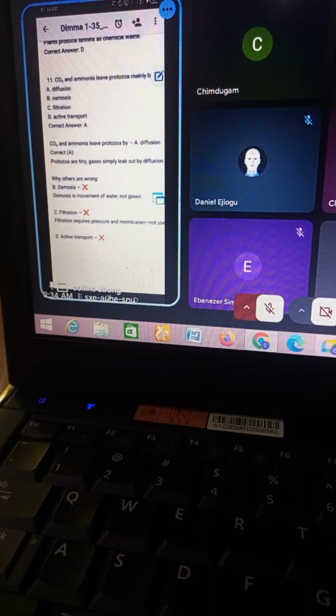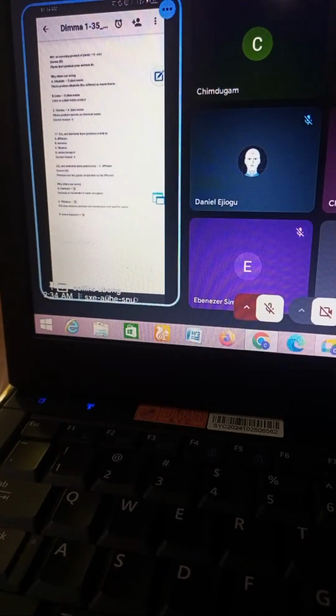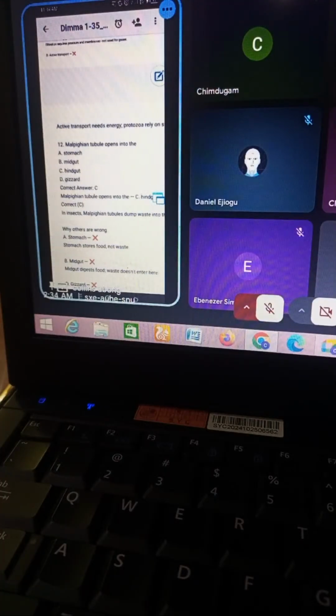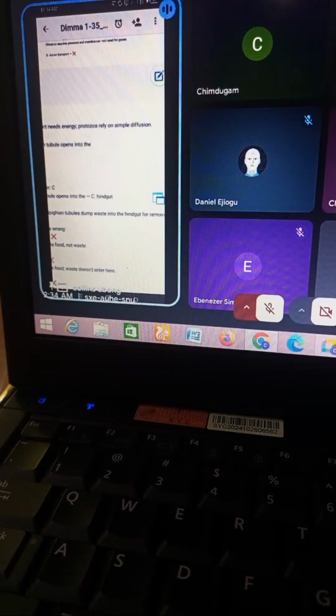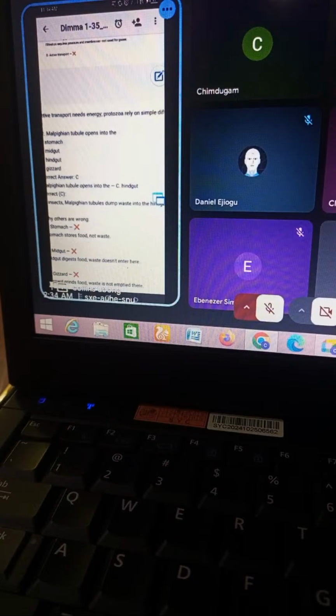So that is that. The reason why the others are wrong: osmosis is movement of water, not gases. Filtration requires pressure and membranes, not used for gases. Active transport needs energy. Protozoa rely on simple diffusion. Okay? The next question.